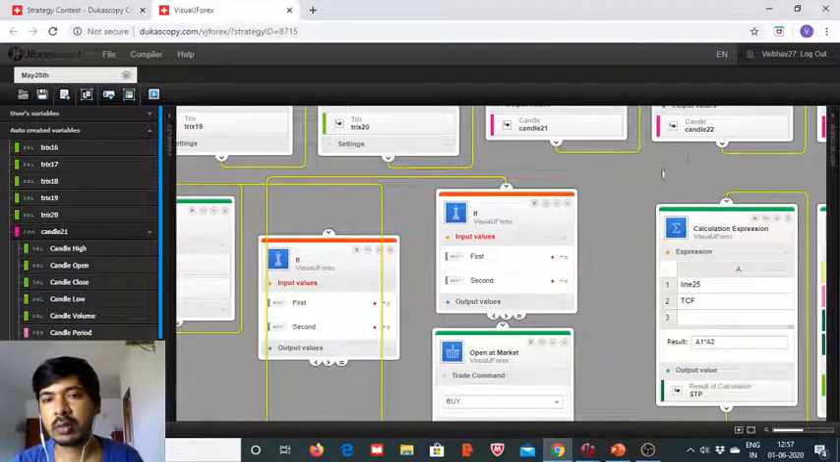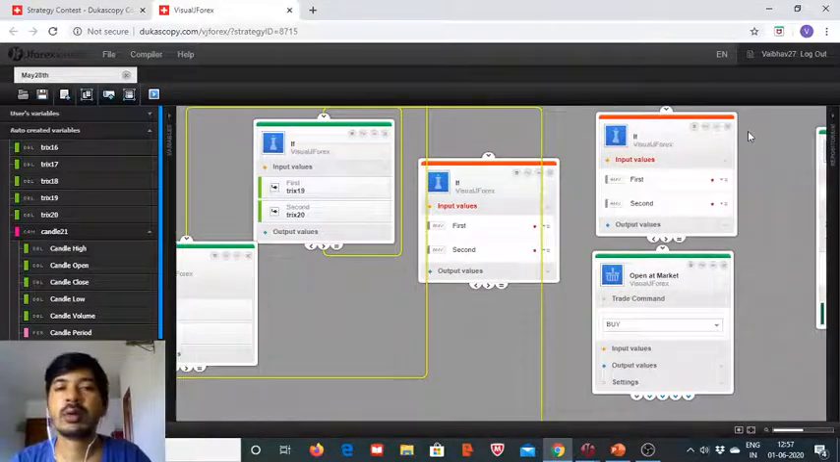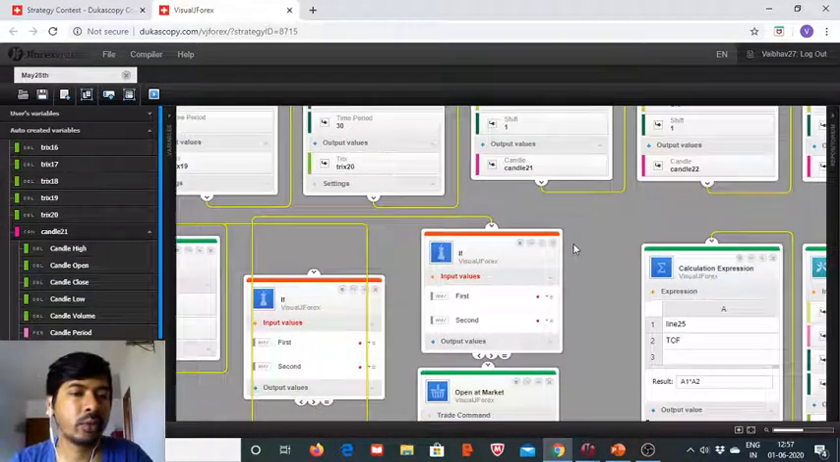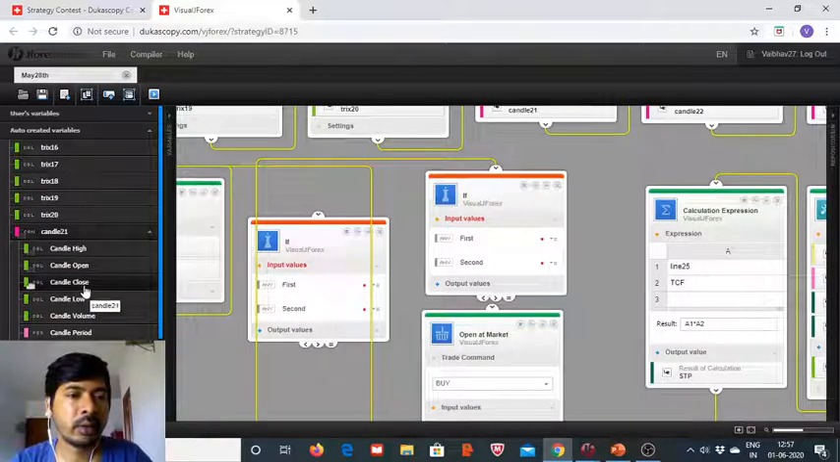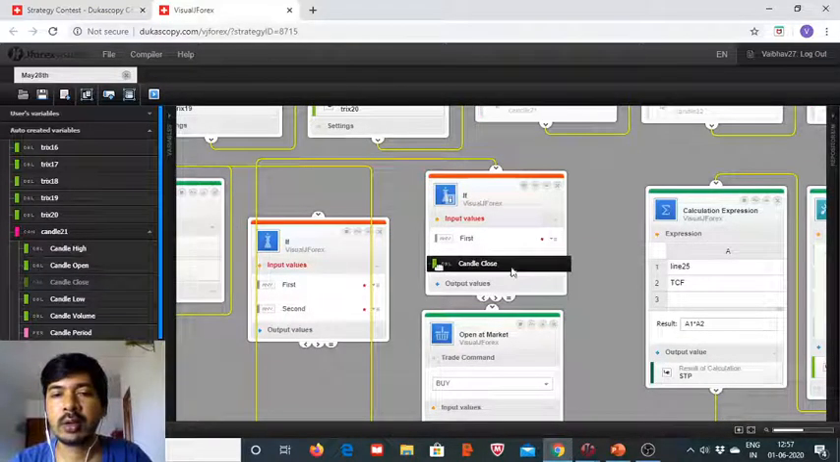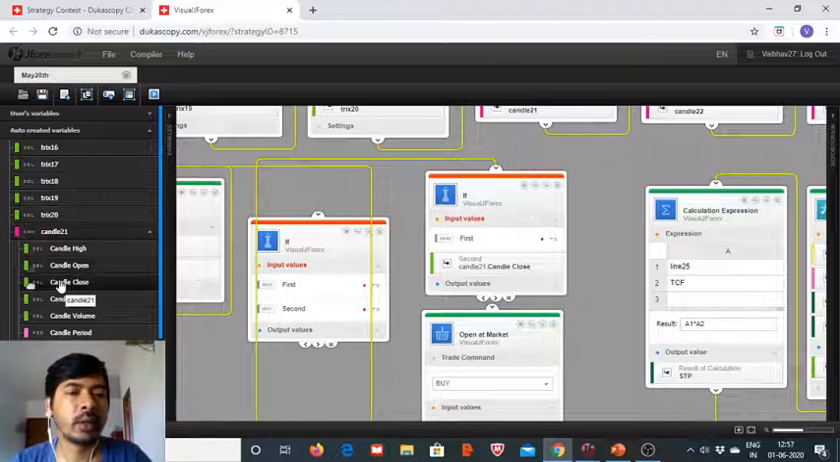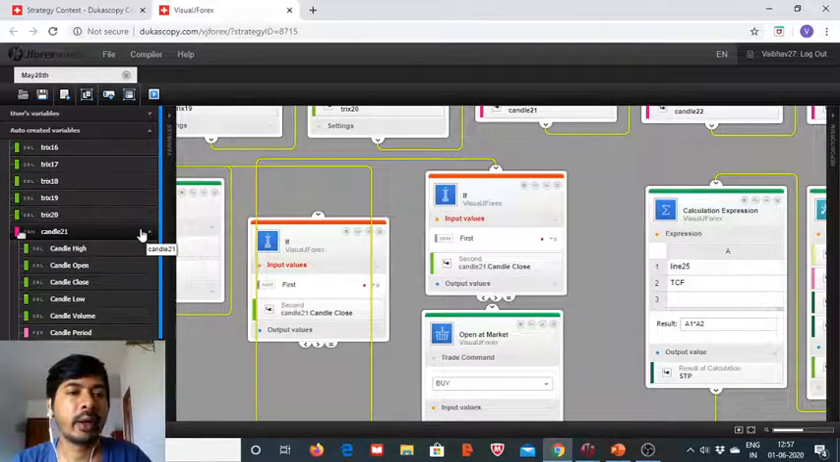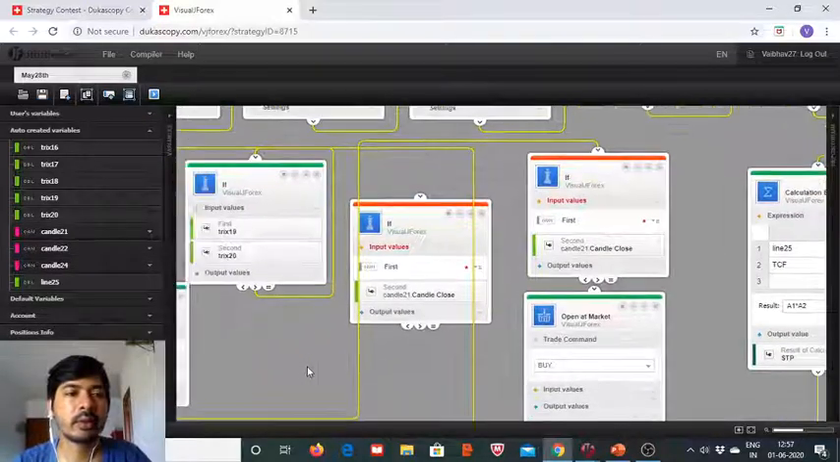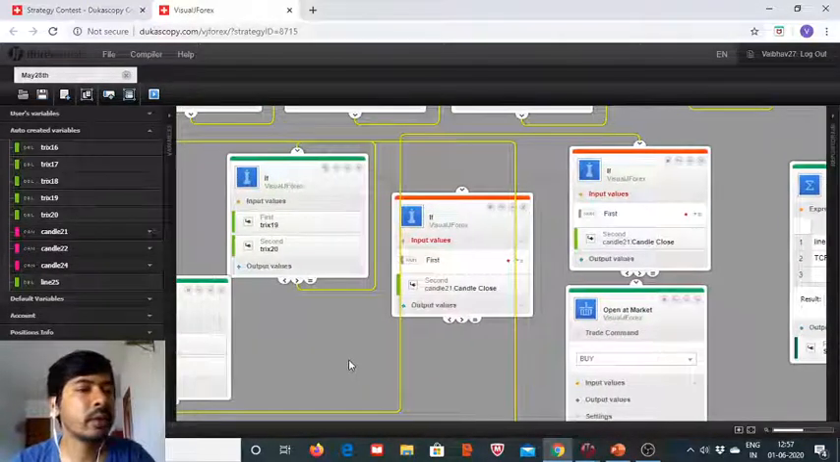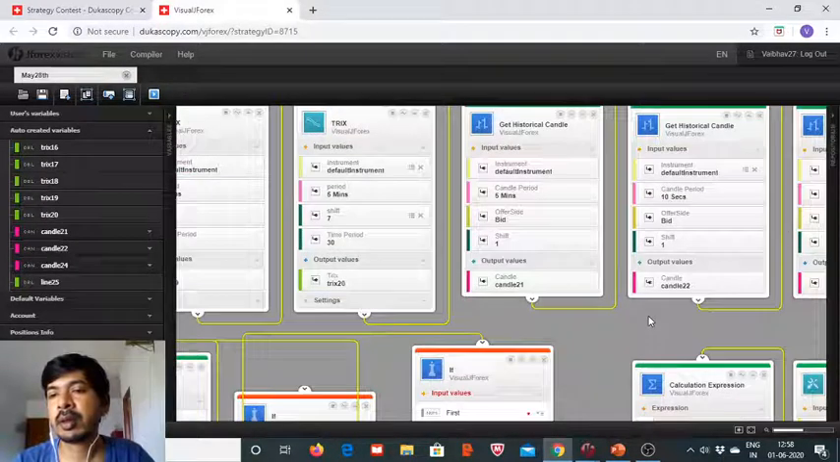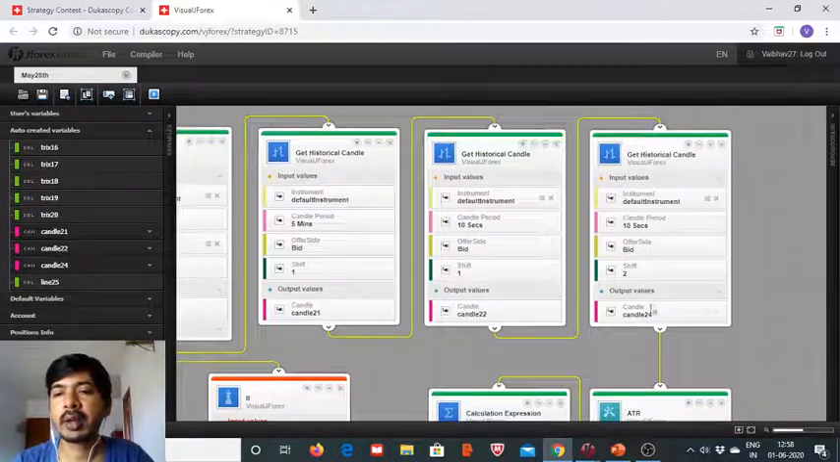So here we will need to take candle 21 closing level in both the blocks, and then we need to look at candle 22 and candle 24's closing levels.